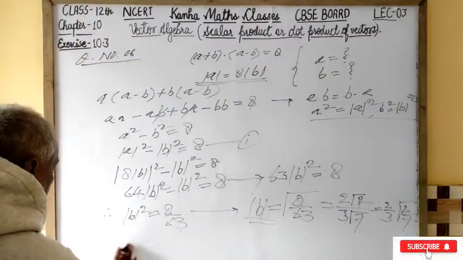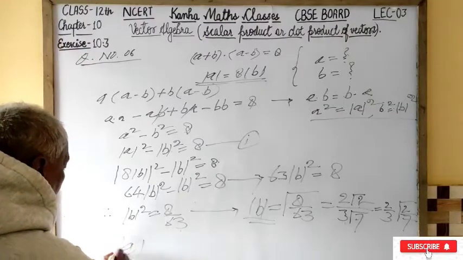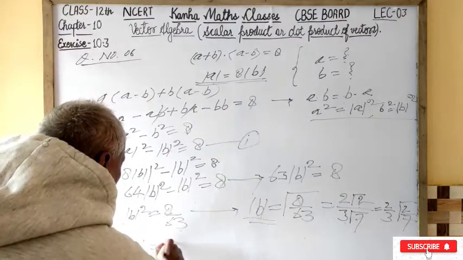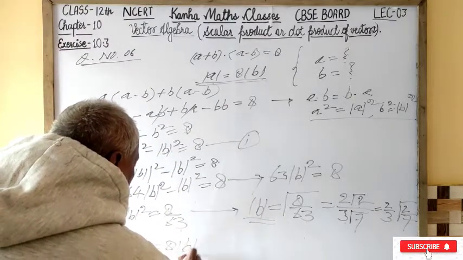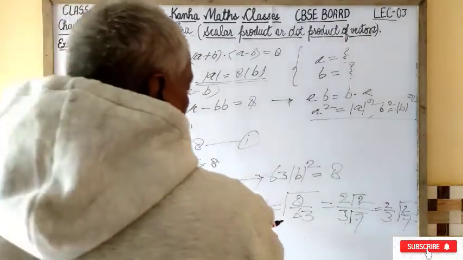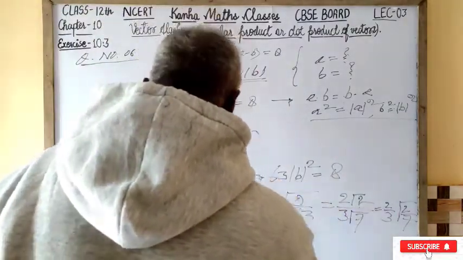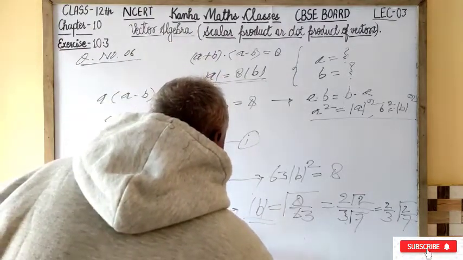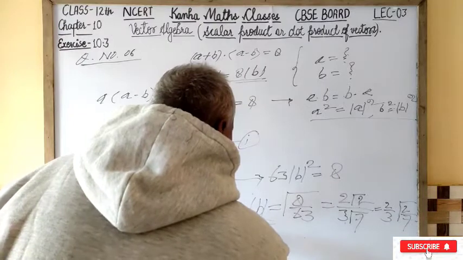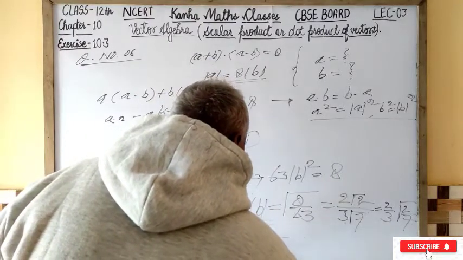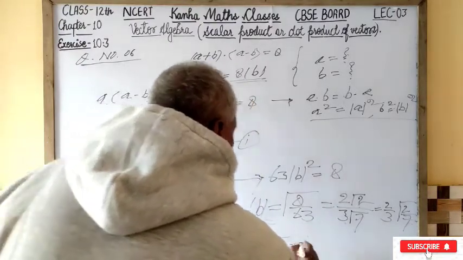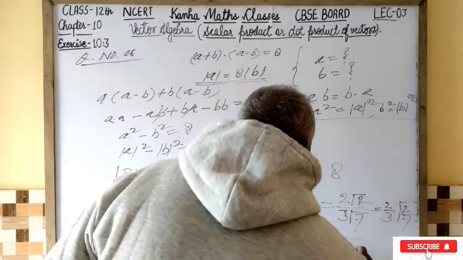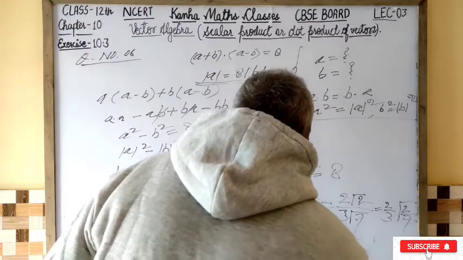Now mod of a is equal to 8 times mod of b, and you have the value of mod b. 8 times mod of b means 8 times 2 root 2 by 3 root 7, that is 16 root 2 by 3 root 7. This will be the requisite answer.